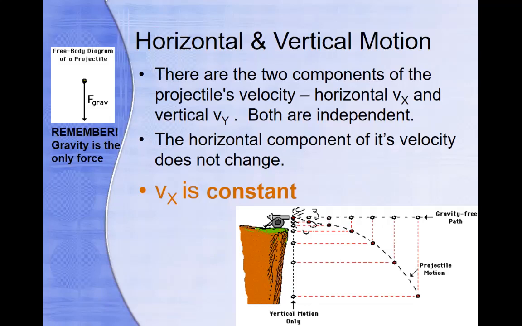Now, a key thing we need to keep in mind when we start looking at projectiles. Remember, gravity is the only force acting on the system. And because of this, the horizontal component of the velocity does not change. It's going to be constant. The y component does change because it's under the influence of gravity, which remember is an acceleration at 9.8 meters per second squared, but the horizontal component does not. So by breaking them apart, we can do kinematics with the vertical component and simply calculate the amount of time and the distance traveled for the horizontal component.